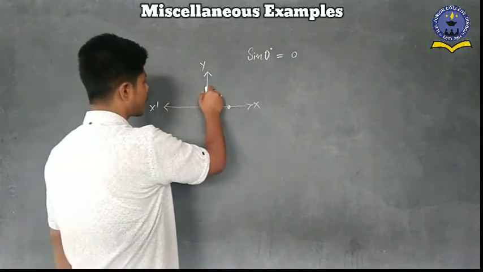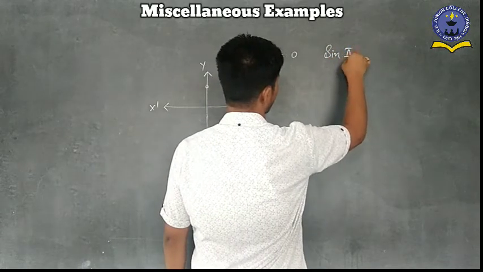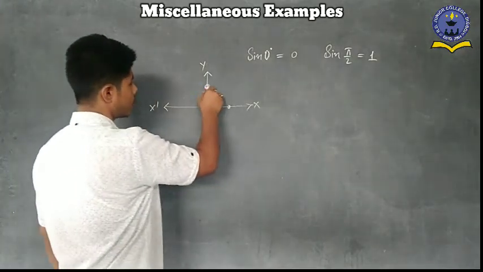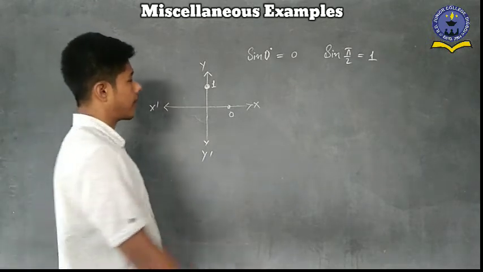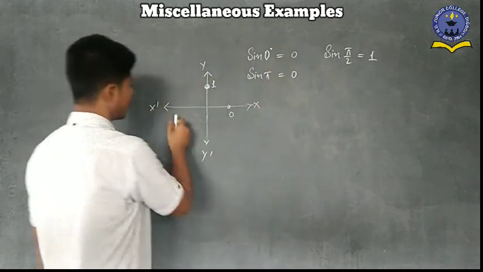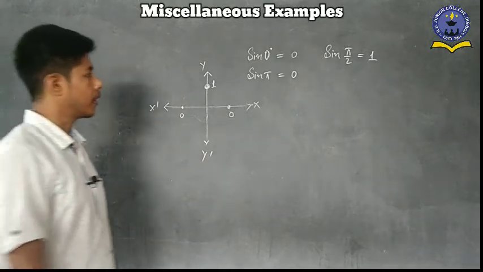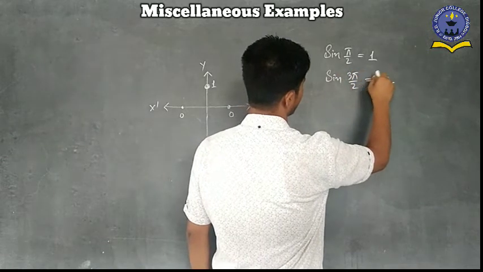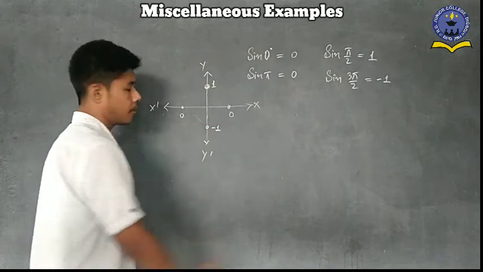Next, if anyone asks you the value of sine 90, that is sine pi by 2, the value is 1. Sine 90 equals 1, we know. So at this place sine 90 is 1, and at this place it is 0. Is it clear? Then if anyone asks you the value of sine pi, the value of sine pi is 0. Then after pi by 2, we write 3 pi by 2. What is the value of sine 3 pi by 2? We write minus 1. That means at this place it is minus 1.